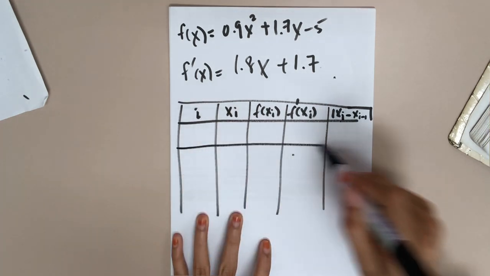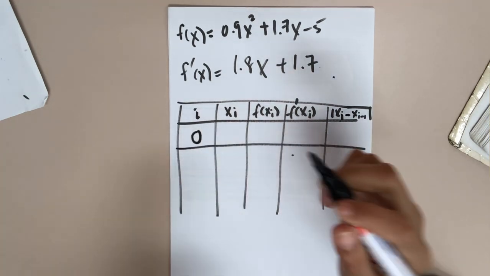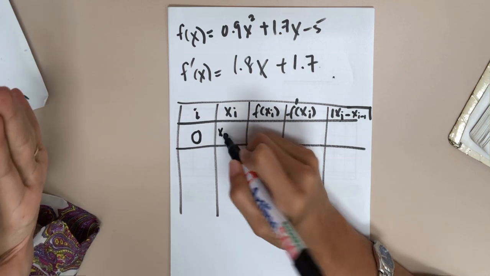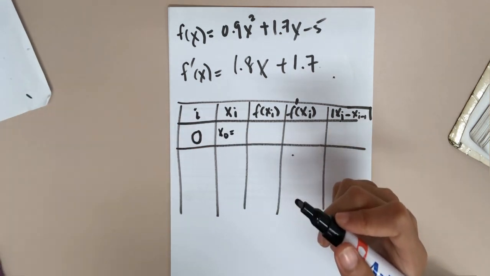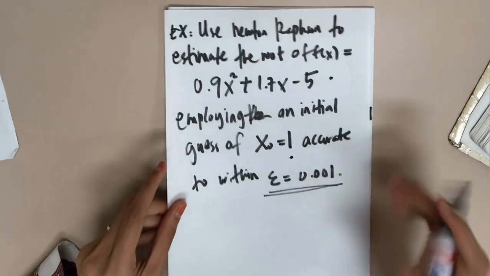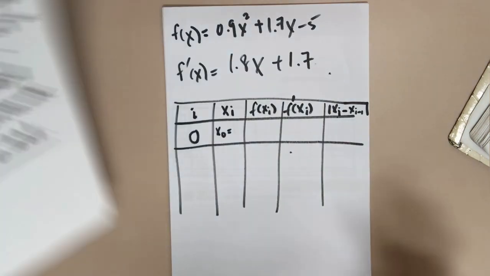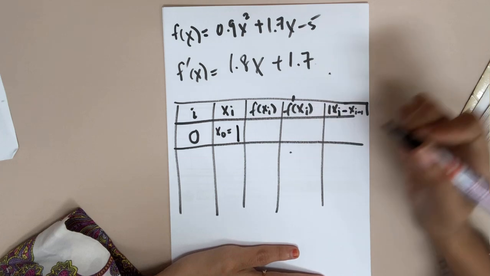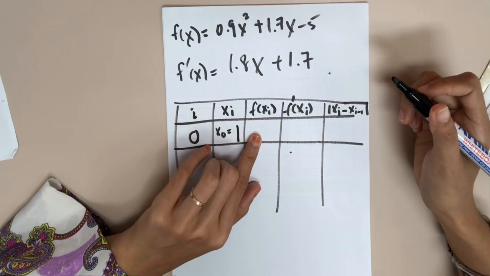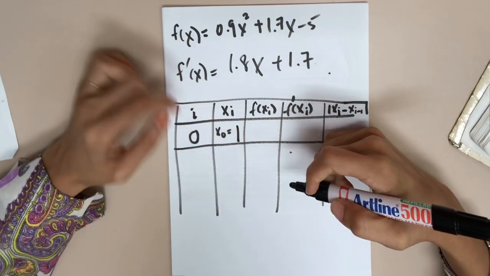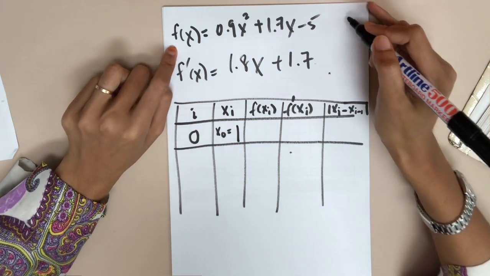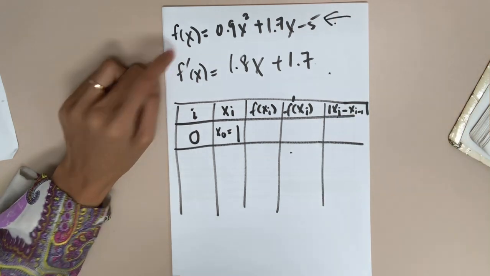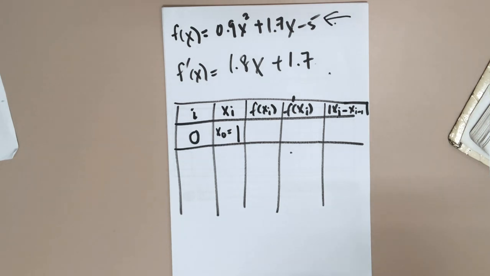We start with i0 first, which means at 0 here. At 0 is already given in your equation just now, so it is equal to 1. How about your fx? What we do for fx is we just substitute x0, which is 1, into your function. Masukkan je value ni dalam function ni.